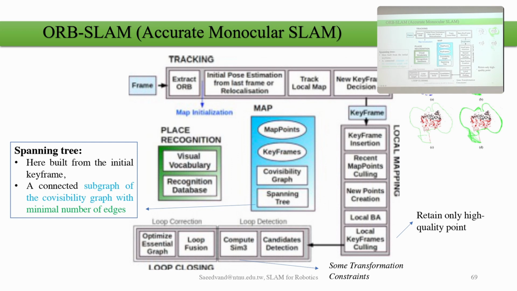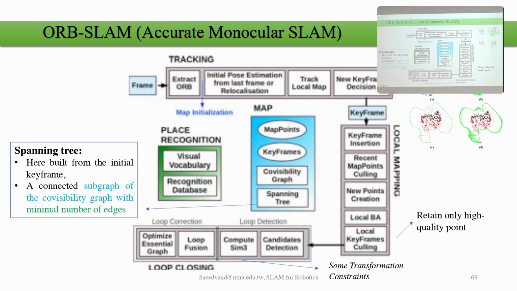This is retaining only high quality points, which is a kind of outlier detection technique. Of course, if we want to discuss exactly how it works in detail, you should have a look at the paper itself. So for the loop closing, they propose a technique in which they calculate the symmetry, like applying some transformation constraints, that tries to detect the loop closing between the features, the covisibility graph that they constructed. So with some constraints based on the symmetry technique.